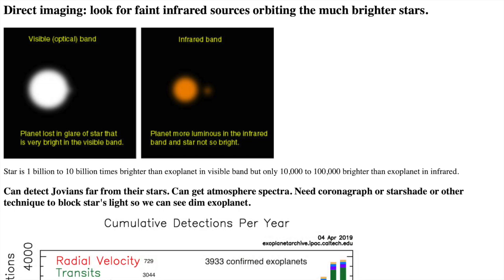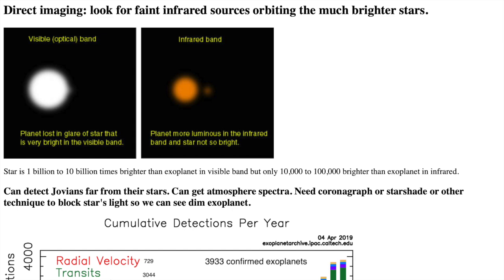In the visible wavelengths band, a star will be 1 billion to 10 billion times brighter than the exoplanet, but in the infrared, the star is much dimmer, and the exoplanet is at its brightest in the infrared, so the contrast ratio between the star and planet is only 10,000 to 100,000 to 1. The star's still bright, but much less so.